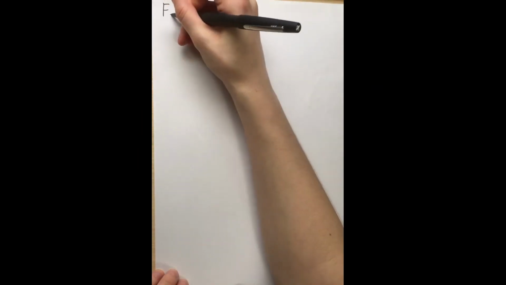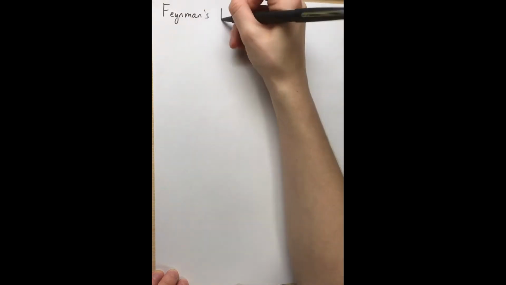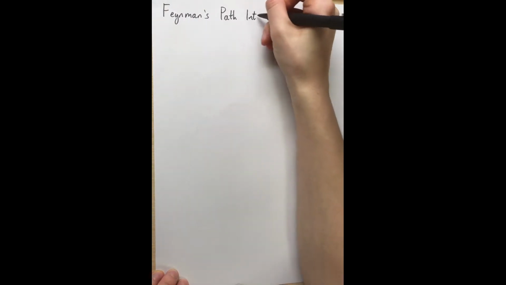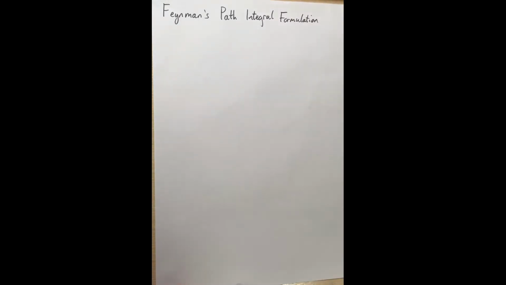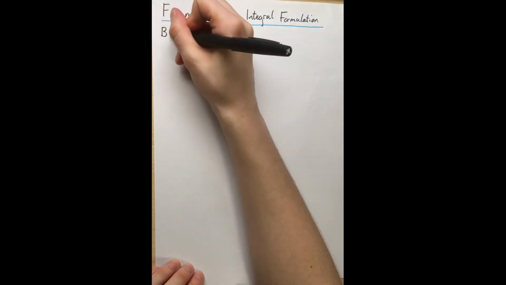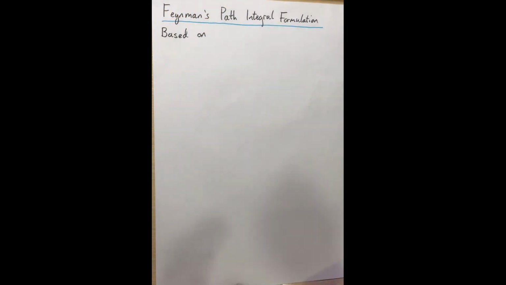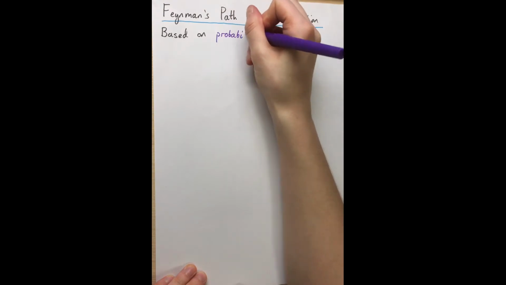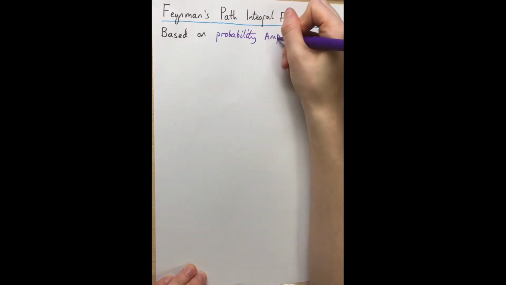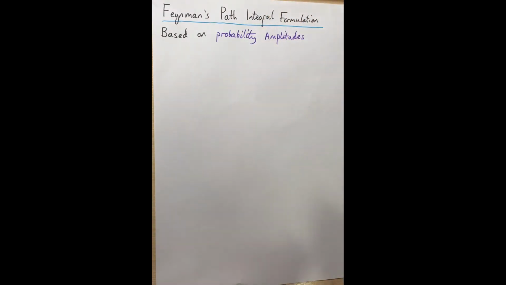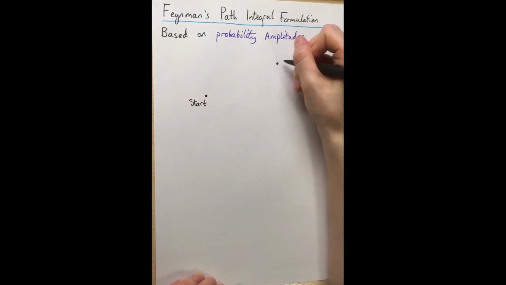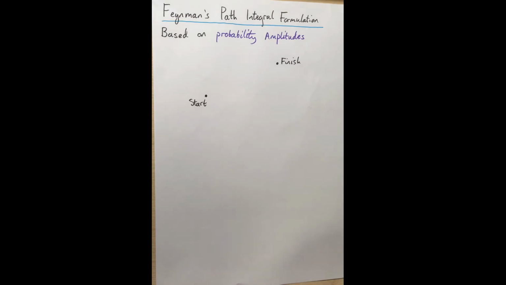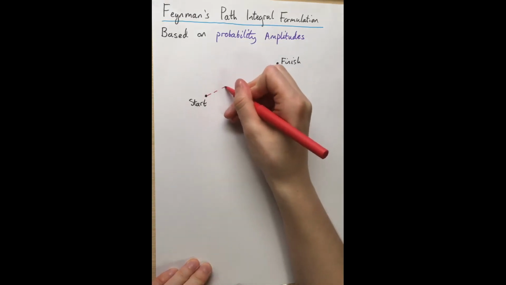We'll now turn our attention to quantum mechanics. Feynman's path integral formulation is a quantum mechanical version of the principle of stationary action. This formulation is based on probability amplitudes. Essentially, we want to calculate the amplitude that when a quantum particle starts at a particular point in space and time, we look at a time later and observe it at a different point in space and time.